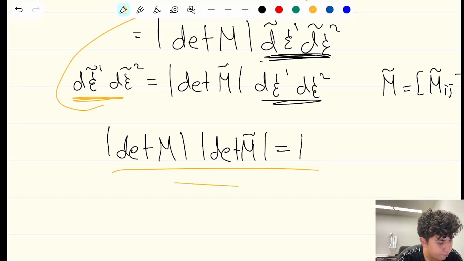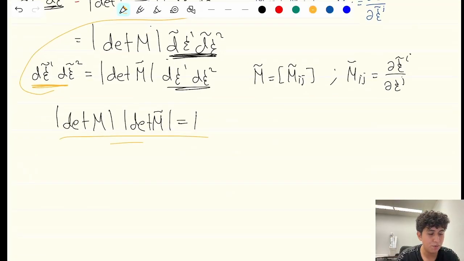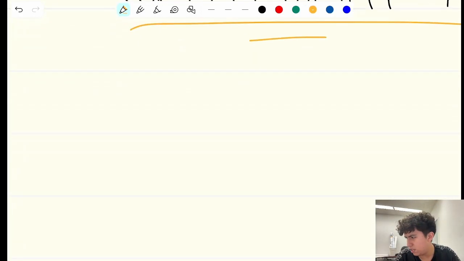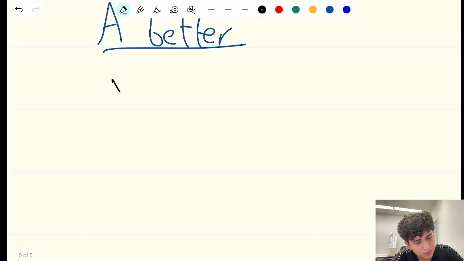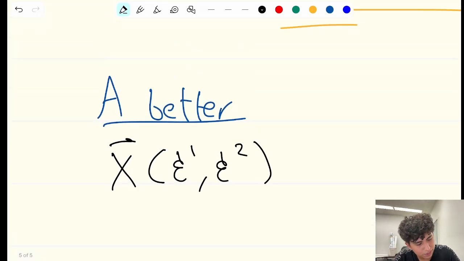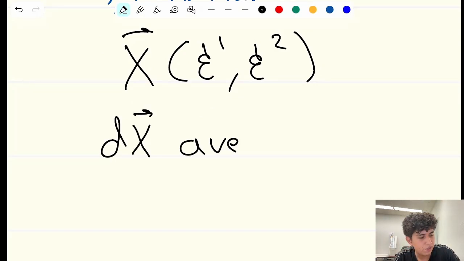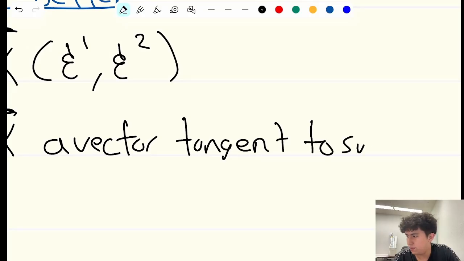Cool. Okay, so now let me rewrite A in a more convenient way. This whole expression is horrible, we wanna write it in a better way. So let's rewrite A better. Okay, so we know this is the mapping, right? We're using this as our mapping function from the parameter space to the target space. And then we're gonna let dx be a vector tangent to the surface.